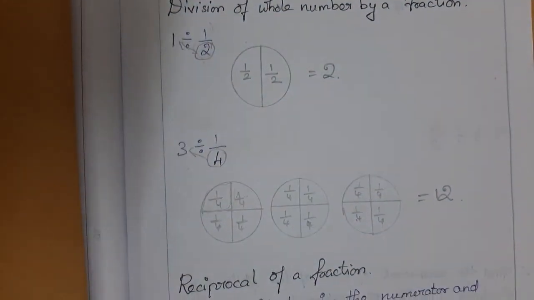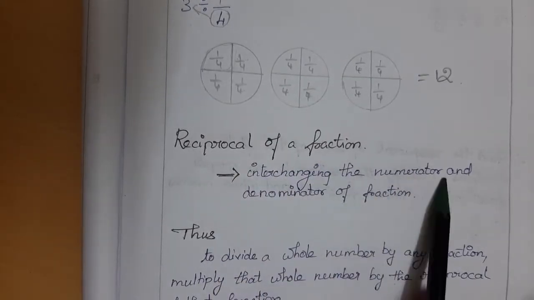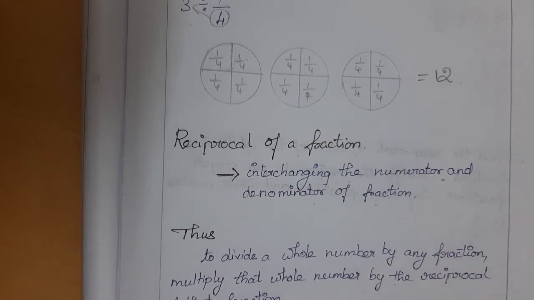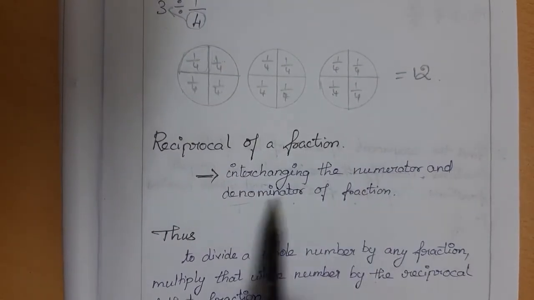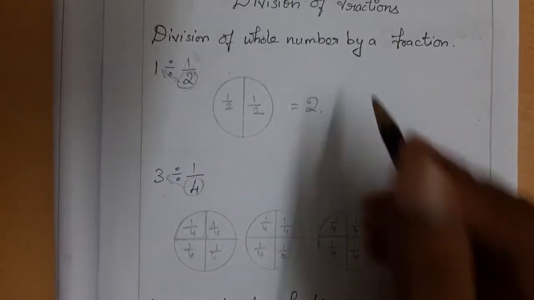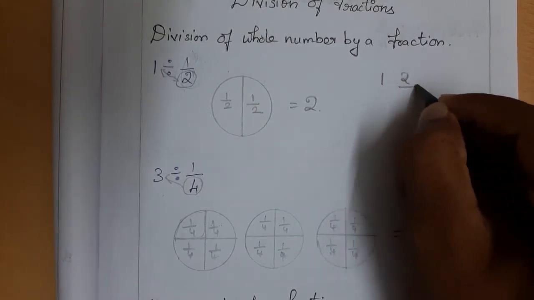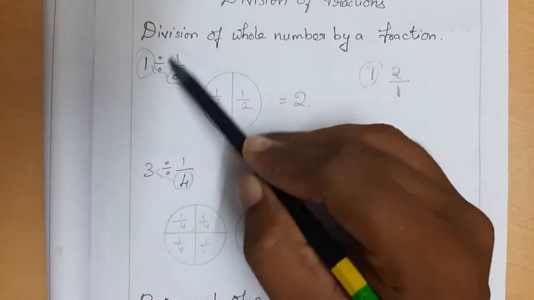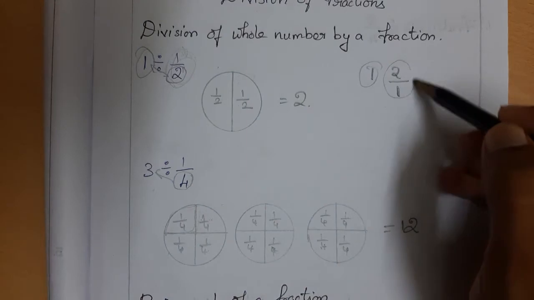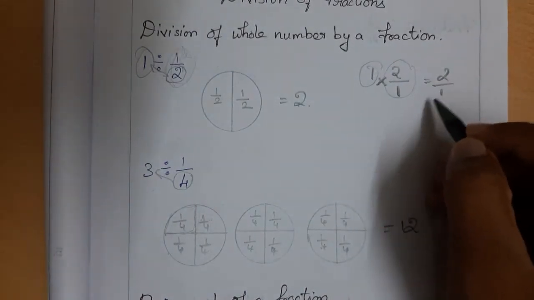What do you mean by reciprocal? Reciprocal of a fraction is just interchanging the numerator and denominator of the fraction. You can see, just take the reciprocal of this 1/2. Reciprocal means interchanging the numerator and the denominator. So the 1 we are changing to 2 by 1. This 1 I write as the same, and this 1/2 I write as its reciprocal. Now if you multiply, you will get the answer 2/1, which is equal to 2.